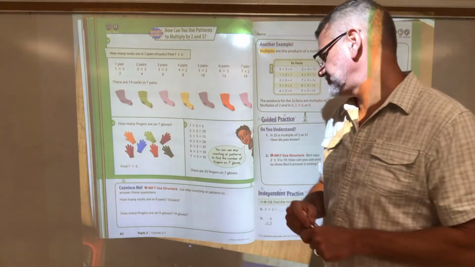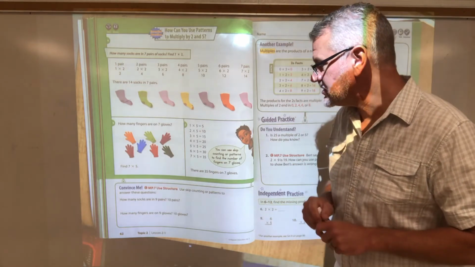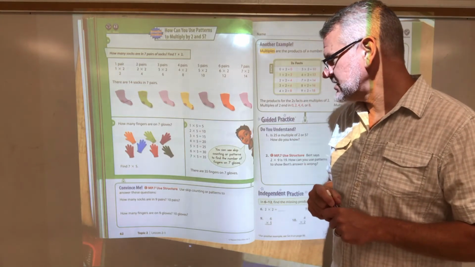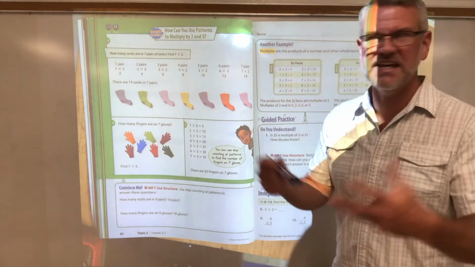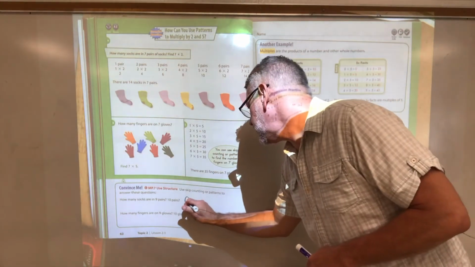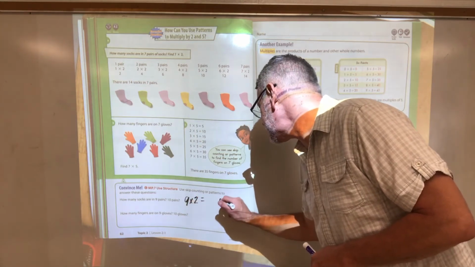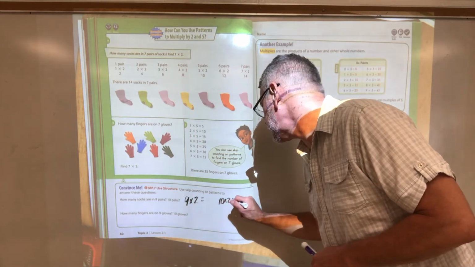Now let's look down here. Use skip counting or patterns to answer these questions. How many socks are in 9 pairs or in 10 pairs? So the multiplication equation for that would be 9 groups of 2. And then we would have 10 groups of 2.